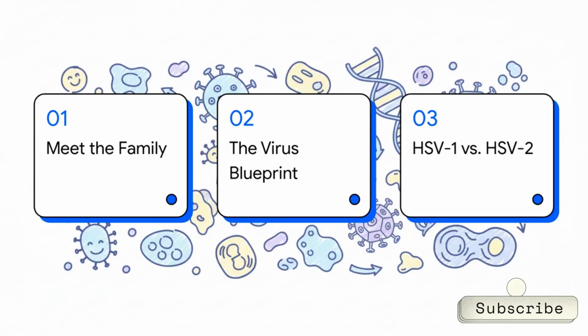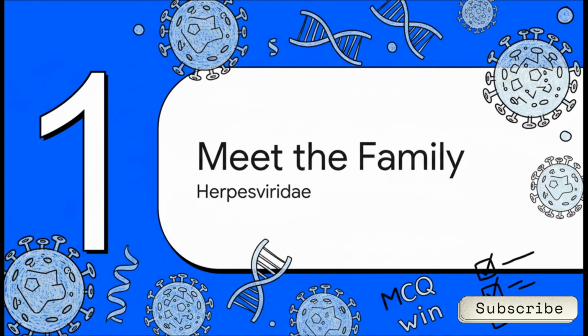So over the next few minutes, we're going to hit 3 key areas. First up, we'll meet the different members of the family, and I'm going to show you a super simple way to classify them. Then, we'll check out their shared blueprint, the structure that all herpes viruses have in common. And finally, we'll get into a classic high-yield showdown, herpes simplex virus 1 versus 2. Okay, let's start at the beginning, figuring out who's who in this big herpes virus family. Nailing this classification is, I promise you, a guaranteed way to score some easy points on your multiple-choice questions.